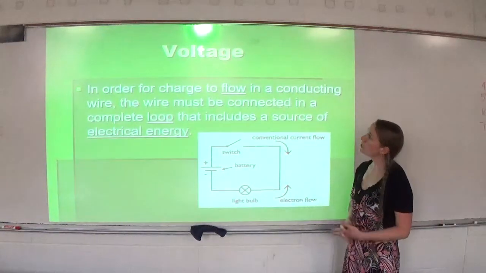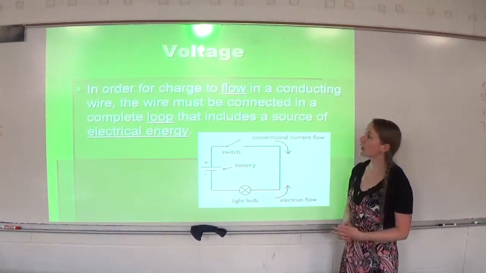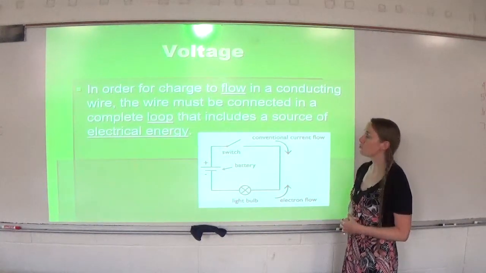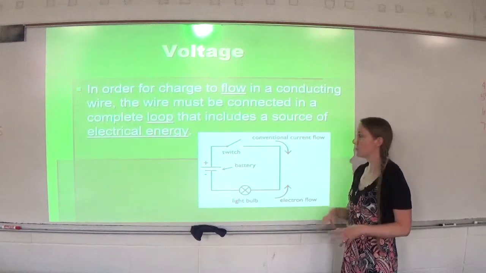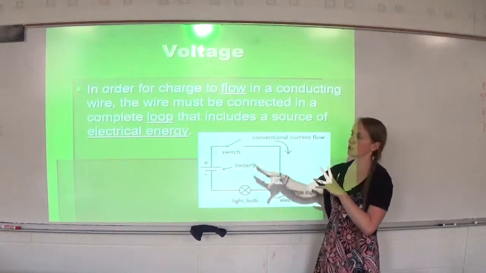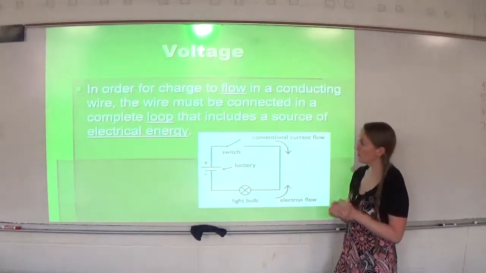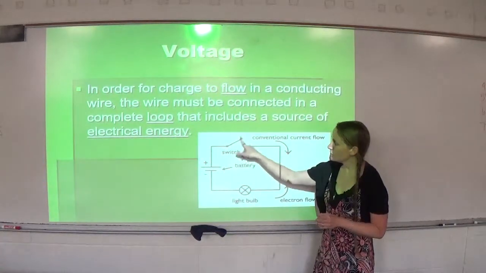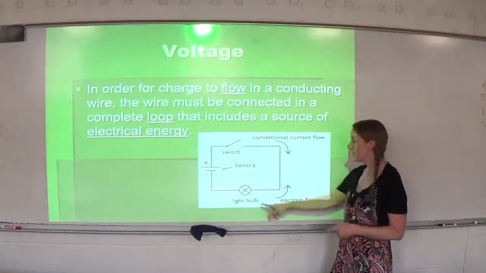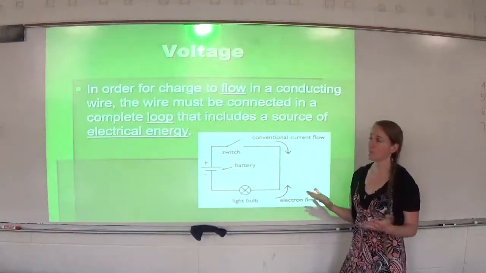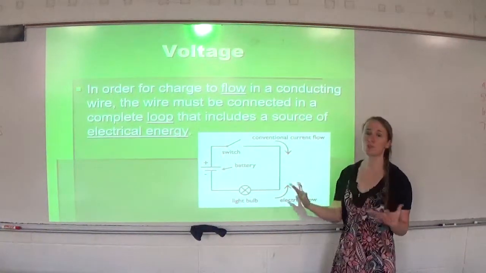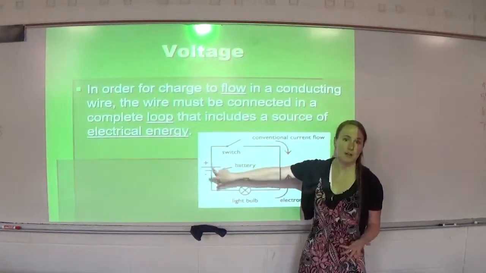In order for a charge to flow in a conducting wire, the wire must be connected in a complete loop that includes a source of electrical energy. So we're going to start talking about circuits here. So we have to have a complete loop. If there's a break in the loop, so see, we have our complete loop, but here the switch is open, there's a break, the light bulb will not light. So it has to be a complete loop. And then you obviously have to have some source of energy. In this case, we have a battery right here.